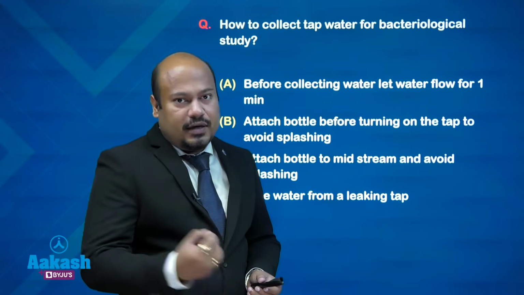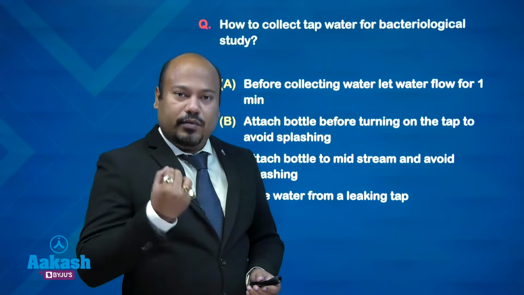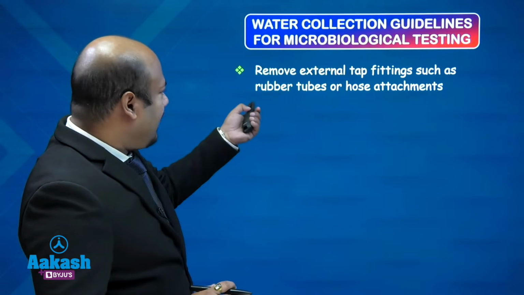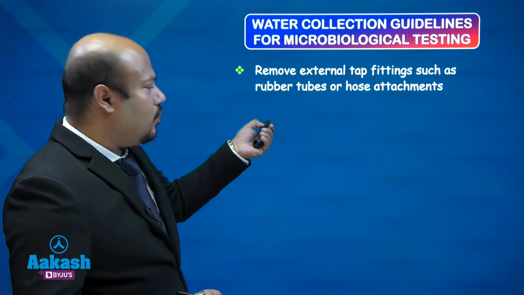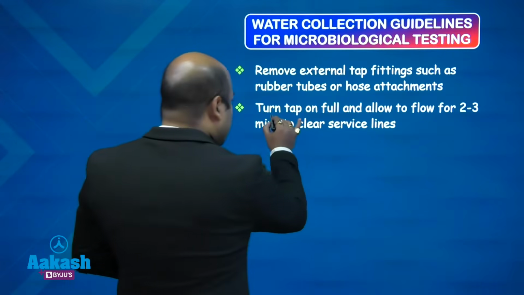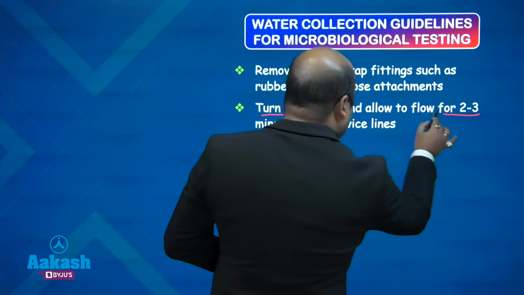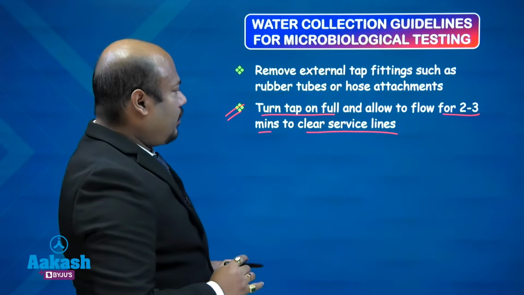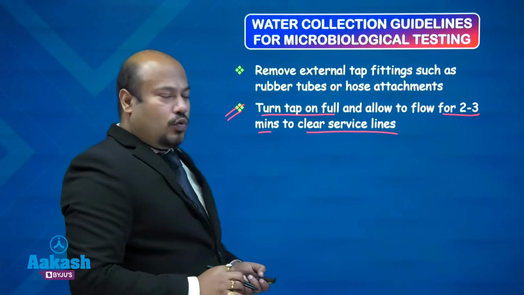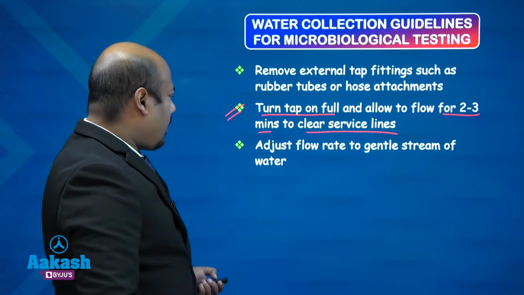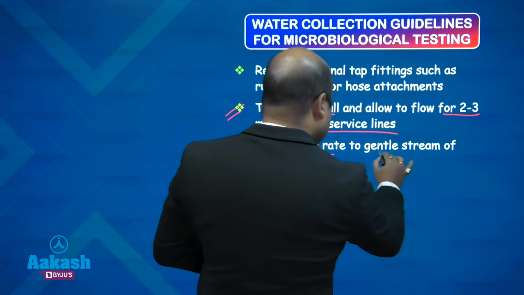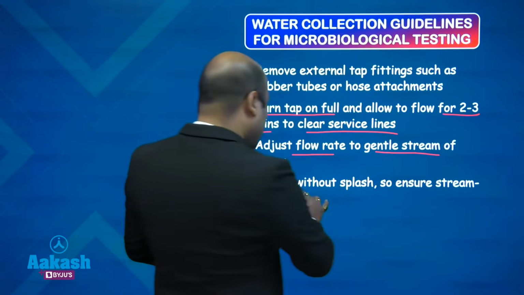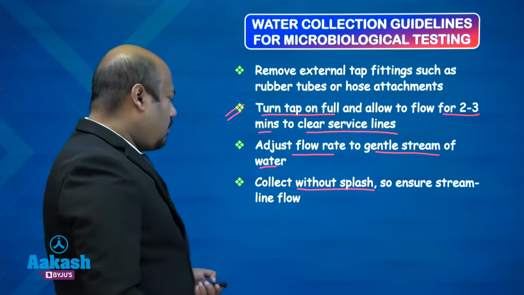Once the service line is cleared, then you take the next stream and collect from there. That's the rule usually. So remove external tap fittings such as rubber tubes or hose attachments. Turn the tap on full and allow it to flow for 2 to 3 minutes to clear the service lines. This is the point you should know for this answer. Adjust the flow rate to a gentle stream of water and collect without splash. Very important, collect without splash to ensure streamline flow.